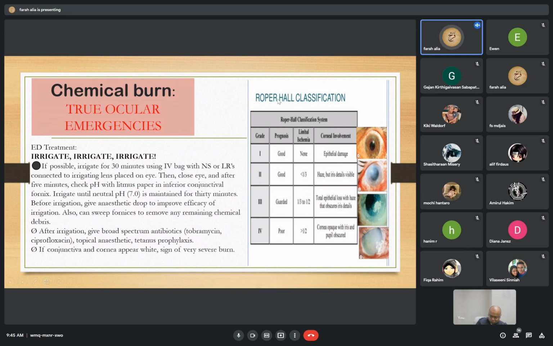So this is the Roper Hall classification for chemical burn in ophthalmology. We have 4 grades. Grade 1 is just epithelial damage. Grade 2, cornea is hazy, but iris detail is still visible. Grade 3, there is total epithelial loss with haze that obscures the iris detail. Grade 4, the cornea is totally white.